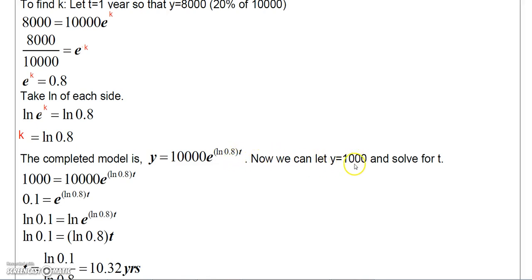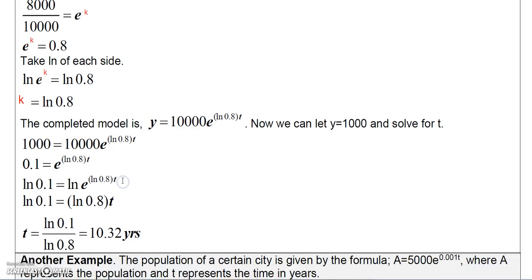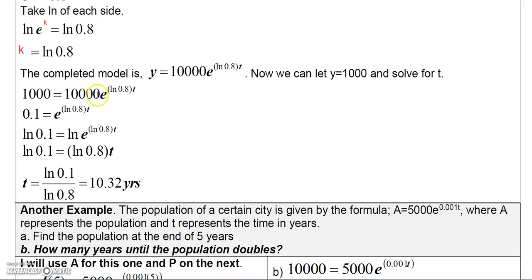Now to answer the question, we want to know the time value for when the population reaches 1,000. So we can plug 1,000 in for y, and then we'll solve for t. We'll solve this similar to how I solved for k a minute ago. Divide both sides by 10,000 and you get 0.1, and then take the log of both sides. The log of this side gives natural log of 0.1. The log of the other side gives just the exponent, natural log of 0.8 times t. Then just divide both sides by natural log of 0.8, and that will give you your t value. I used a calculator, and I got a little over 10.3 years.